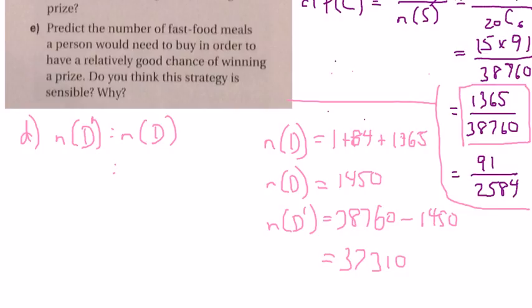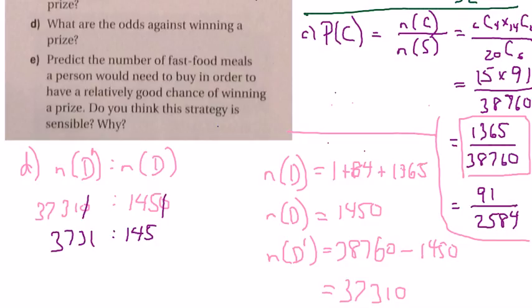And so the odds against winning would be 37,310 compared to 1,450. And we can certainly divide by 10 and we get 3,731 compared to 145. I don't think that reduces any further. Although I suppose we can just think of it as 25.7 to 1. Those are the odds against winning. So, yeah, pretty low odds. Pretty bad odds.